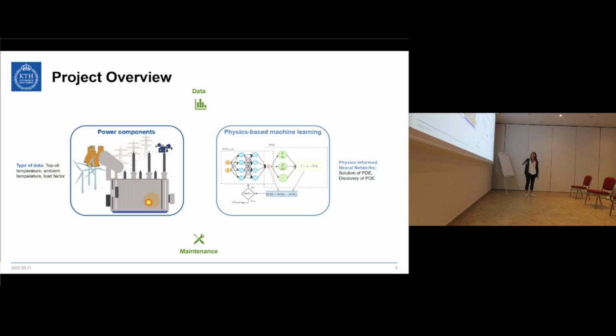So this is the project overview. We're focusing on power components, particularly in this case power transformers. We have data: time series of two different temperatures, in this case top oil temperature and ambient temperature, and the load factor, but I will explain better in the next slides what they are. The idea is to plug them into physics informed models that include some machine learning, specifically in this case physics informed neural networks. And out of these models, we take the results and use them for maintenance of the power components, in the sense of maybe reusing certain parts of other components, or in the case of degradation, maybe replacing a part of a still new power transformer.